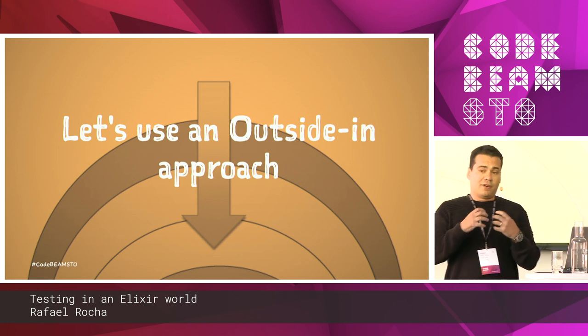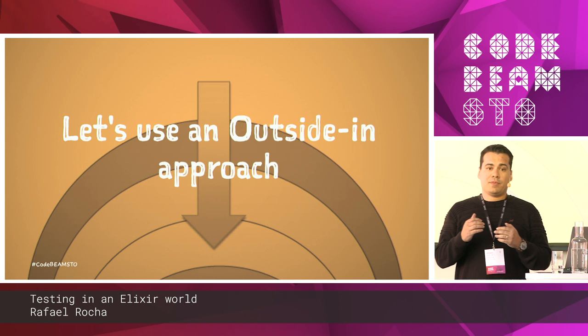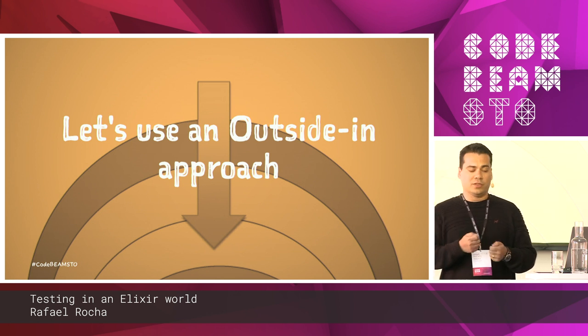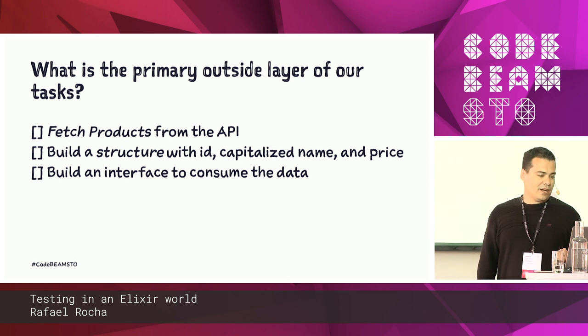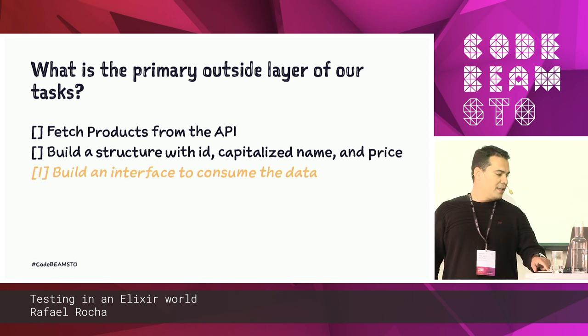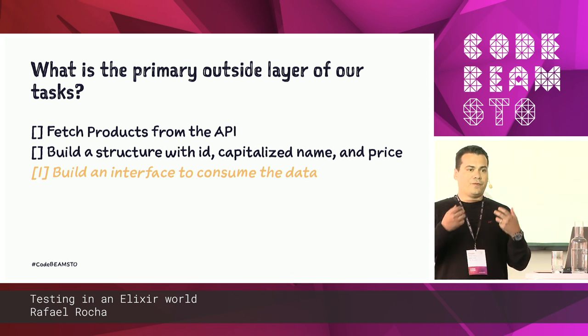And then you can guarantee that all the layers of your system are being tested. And at the same time, you're receiving feedback on your code from time to time. So the primary outside layer for this example is to build an interface to consume this data. So we need a way to fetch this data.